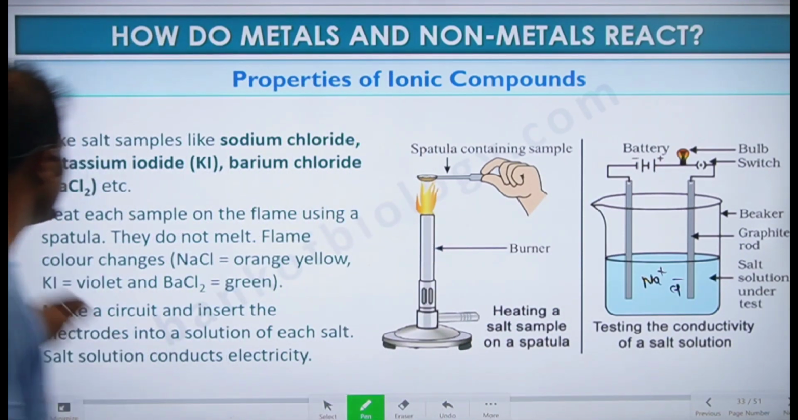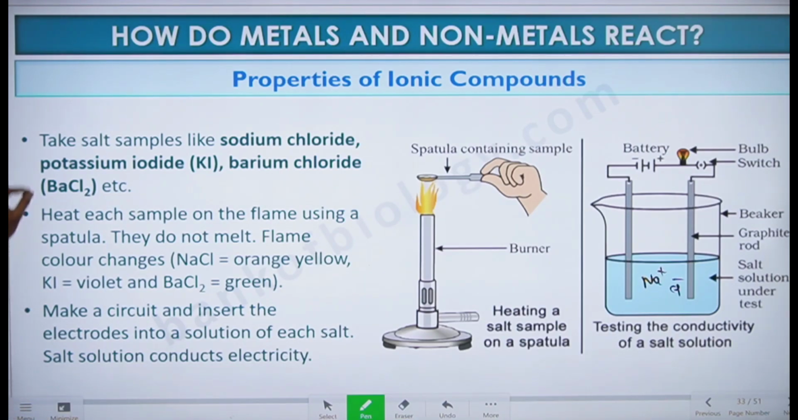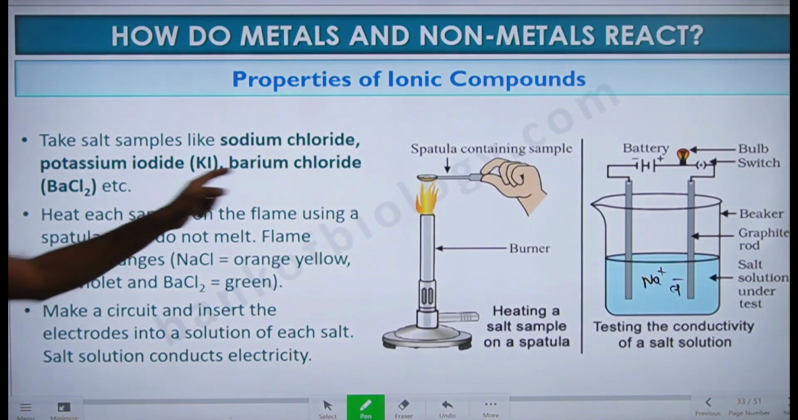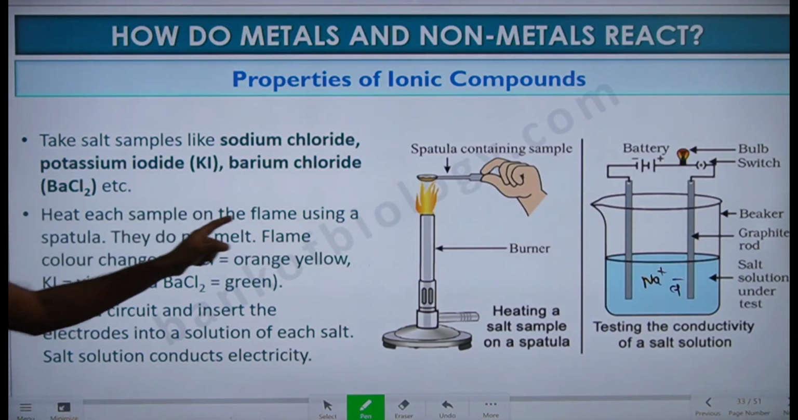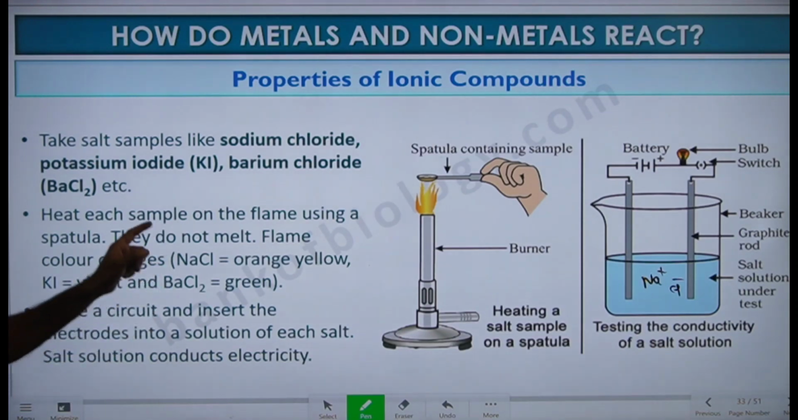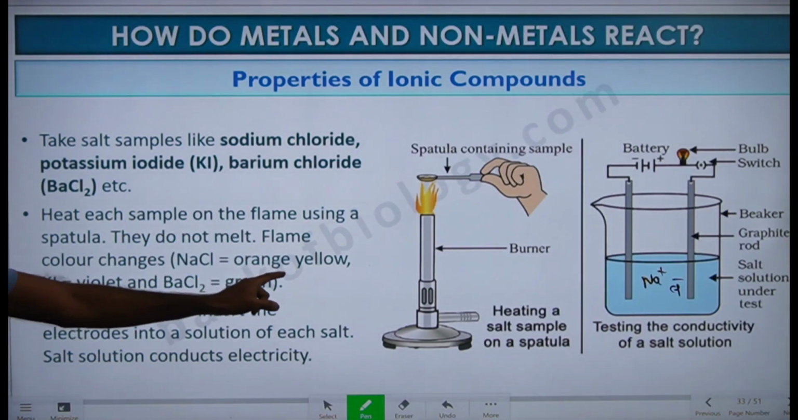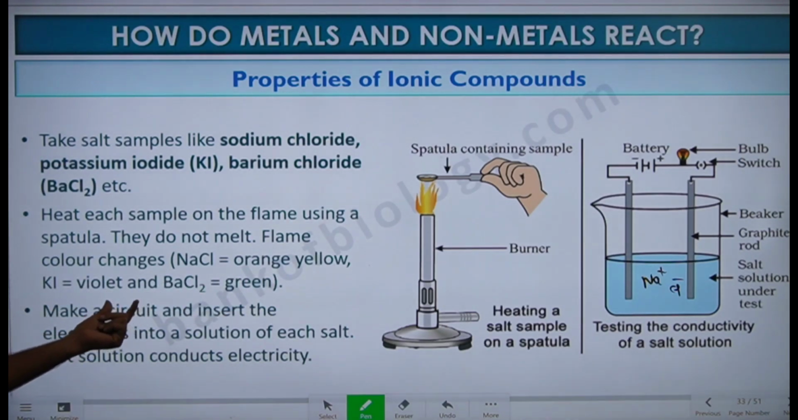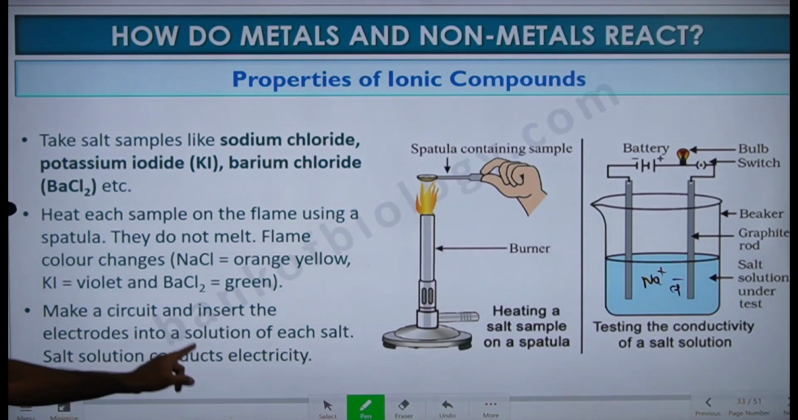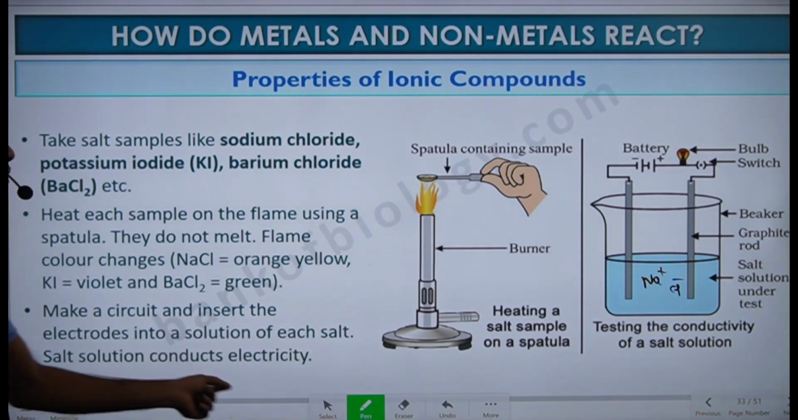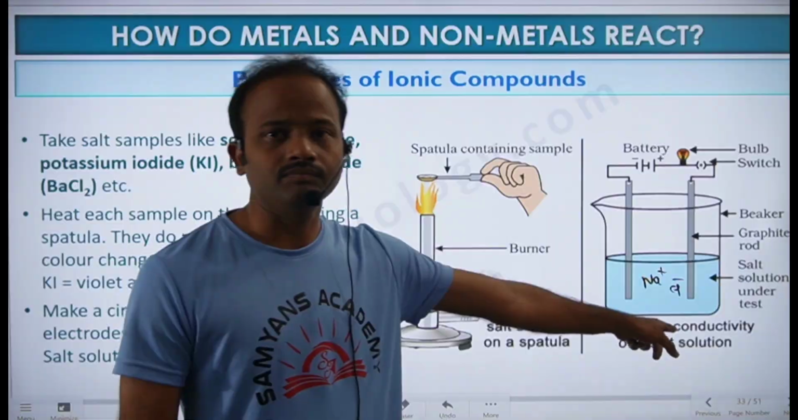From these two activities we confirm the following. We take samples like sodium chloride, potassium iodide, barium chloride, etc. Heat each sample on the flame using a spatula. They do not melt. The flame color changes: sodium chloride gives an orange yellow color, potassium iodide gives a violet color, and barium chloride gives a green color. In one more activity, we make a circuit and insert the electrodes into a solution of each salt, and the salt solutions conduct electricity.